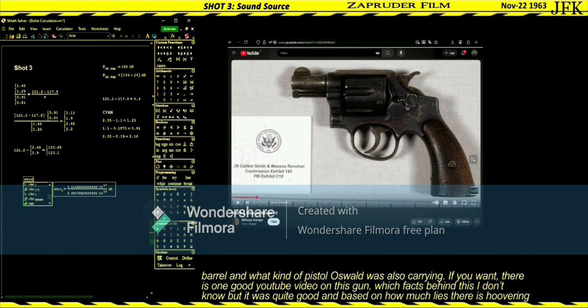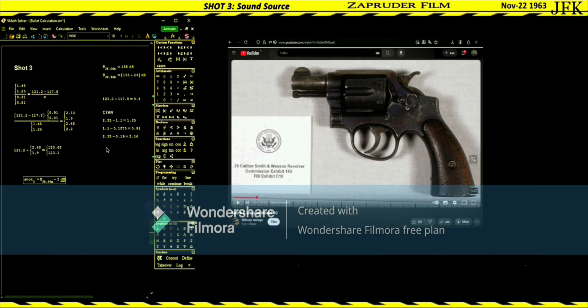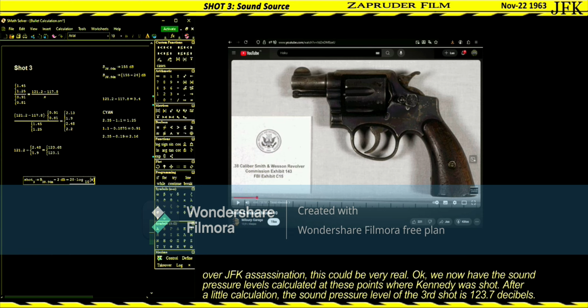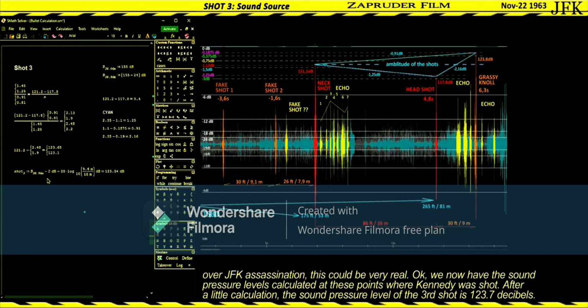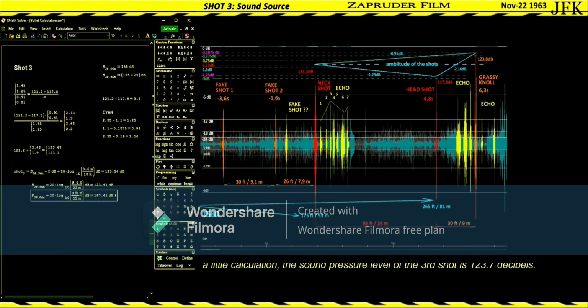I don't know the facts behind it, but it was quite good, and based on how many lies there are hovering over the JFK assassination, this could be very real. Okay, we now have the sound pressure levels calculated at these points where Kennedy was shot. After a little calculation, the sound pressure level of the third shot is 123.7 decibels.